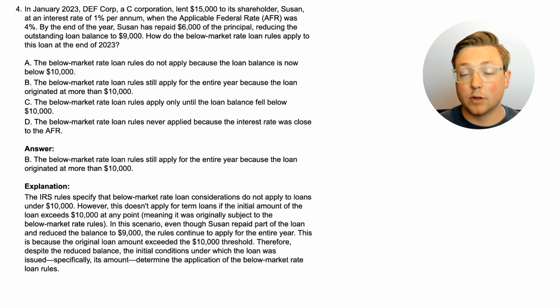But when it comes to term loans, again, a more typical loan that you're used to seeing, if the loan started over $10,000 and then eventually the loan is paid off and is below $10,000, it's still counted as a below market rate loan. All right, that was one more rule, so let's go to the next question.